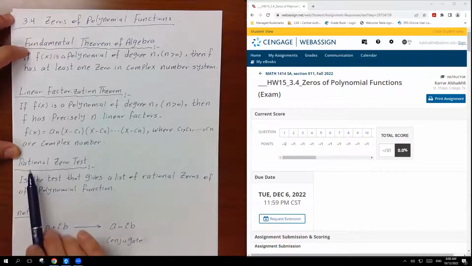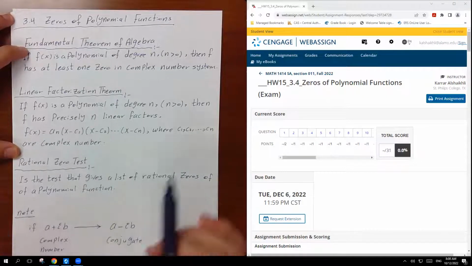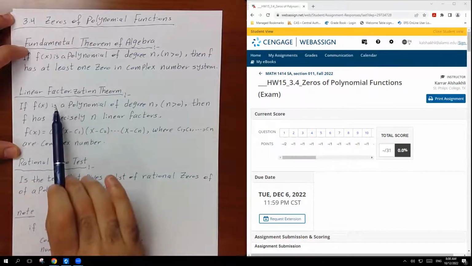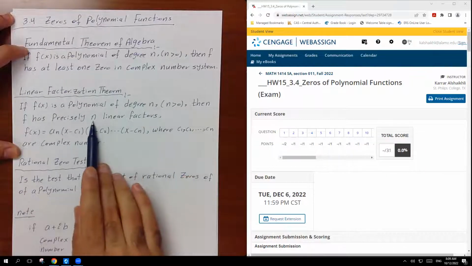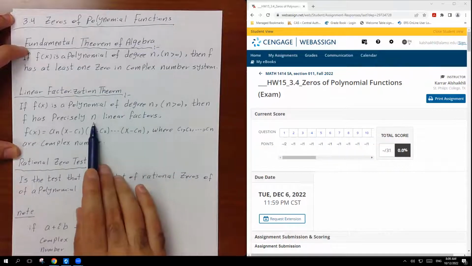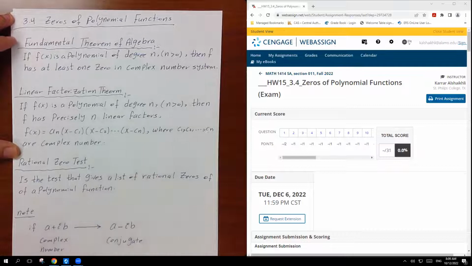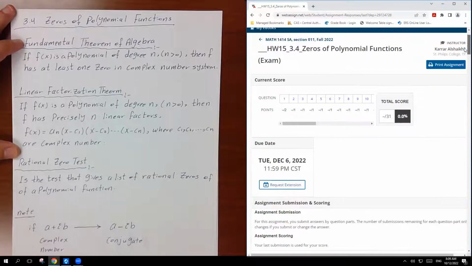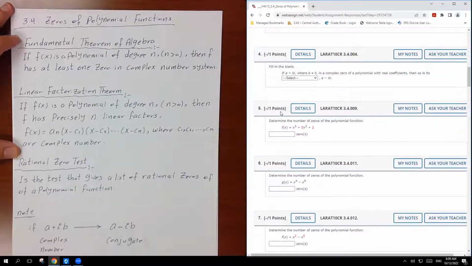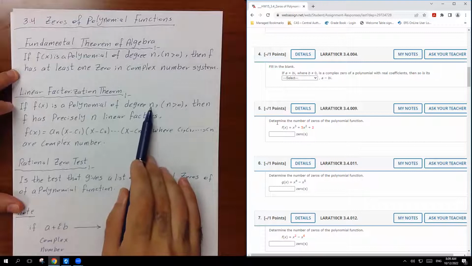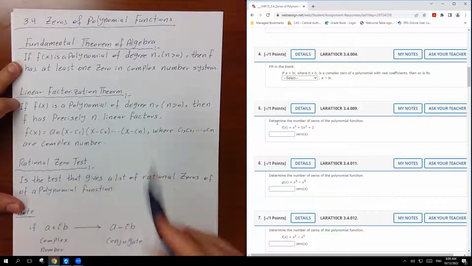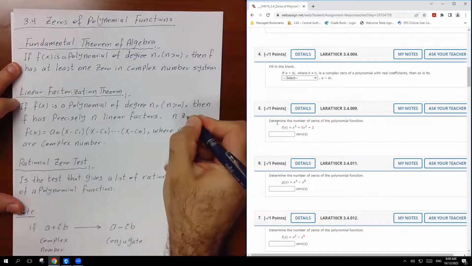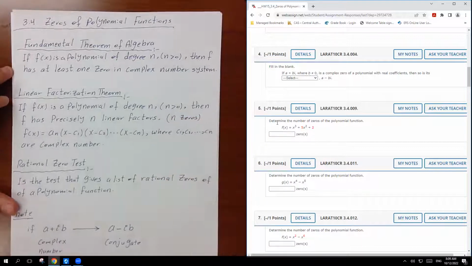This is the important thing, which is the rational zero test. But before we go into the rational zero test, any polynomial with degree n has n linear factors. So if it's degree 3, that means we have 3 linear factors. If it's degree 5, that means we have 5 linear factors. If you check example 5, they're telling you with this theorem, if the degree of the polynomial is n, that means we have n linear factors, or n zeros, which is the same thing.